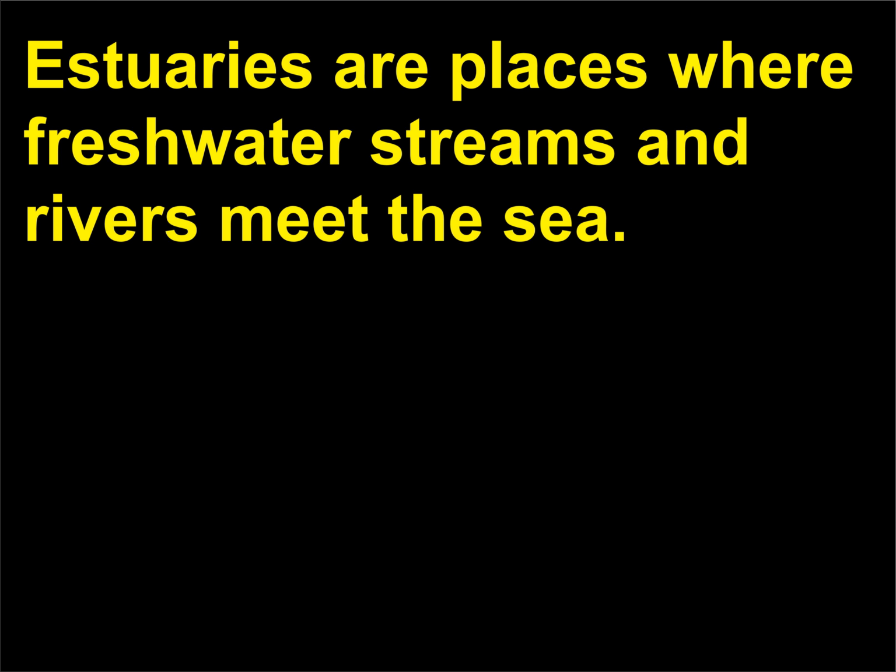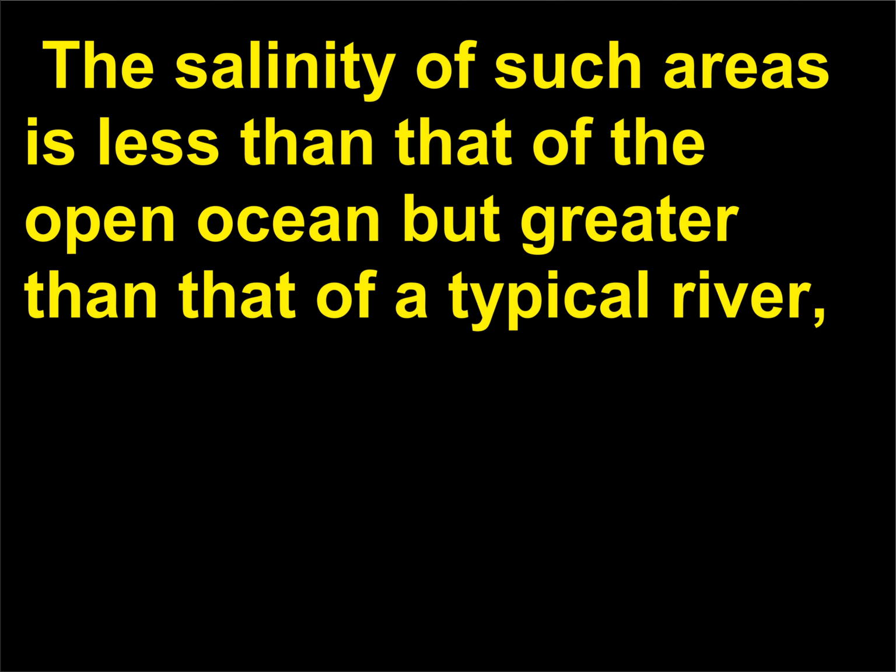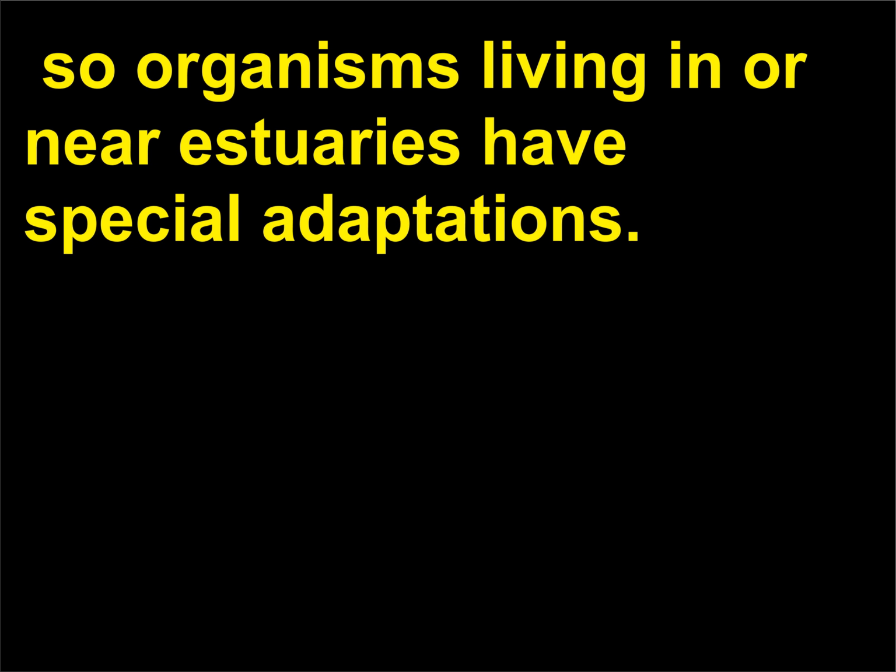Estuaries are places where freshwater streams and rivers meet the sea. The salinity of such areas is less than that of the open ocean but greater than that of a typical river. So organisms living in or near estuaries have special adaptations.